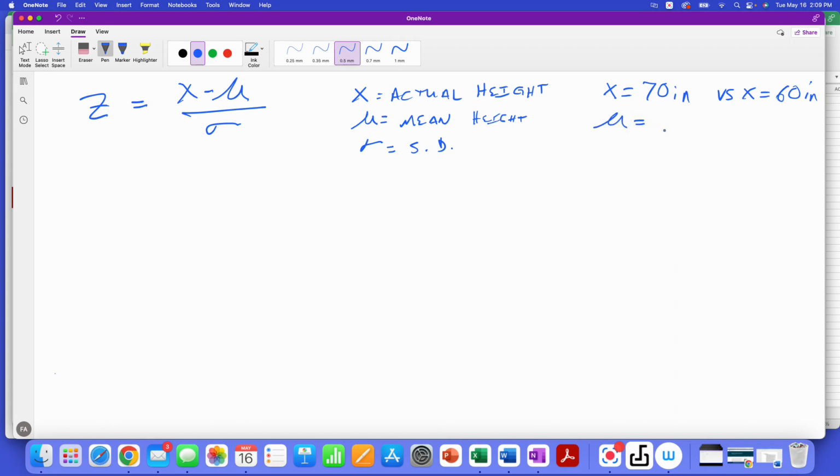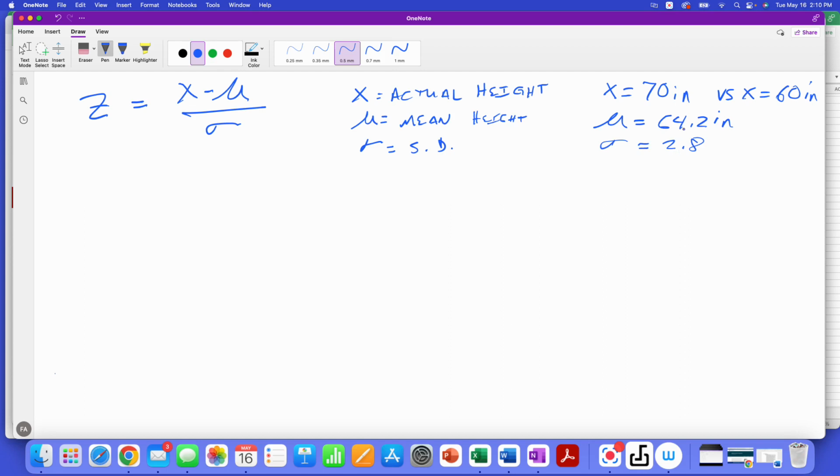We have our mu value here of 64.2 inches, which means that the data collection has shown that the average height for a woman is 64.2 inches tall, or 5 feet 4.2 inches. And then we have the standard deviation here of 2.8 inches, meaning one standard deviation in either direction. So adding 2.8 to 64.2 would give you 67, which would be one standard deviation in that direction, and one standard deviation in the other direction.